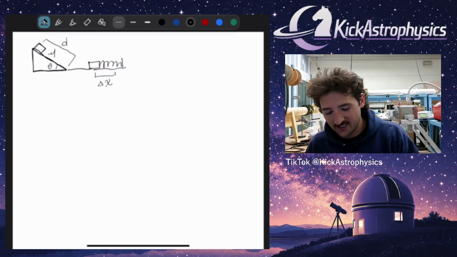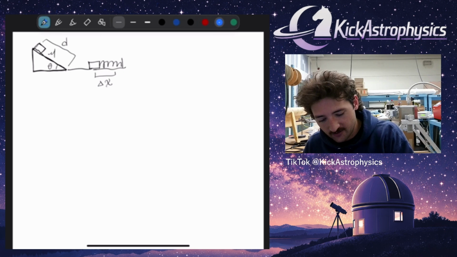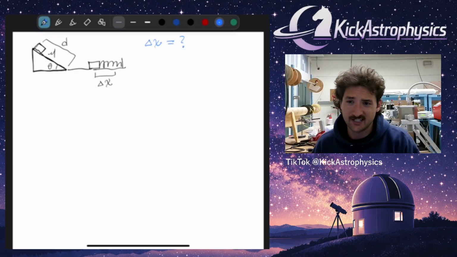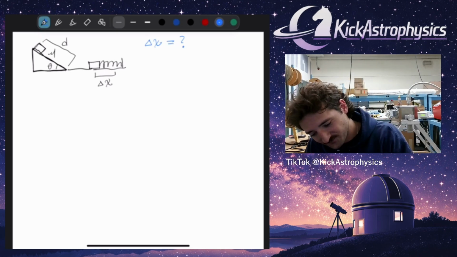Right? So there's a few things that we need to determine. The crux of this problem is to determine how much the spring is compressed by. Delta X is equal to what? And it may come as a surprise, but we can use our same methodology here in order to determine what this variable is. So let's do it.